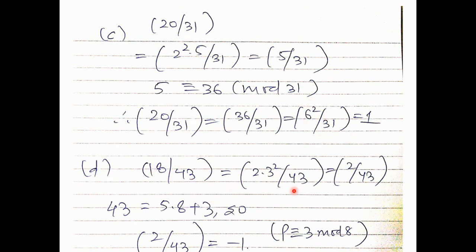18 upon 43. So 18 is 2 into 3 square. So again 3 square upon 43 will be 1. So this is 2 upon 43. And again 43 is congruent to 3 modulo 8. This is 5 into 8 plus 3. So this is congruent to 3 modulo 8. And therefore this 2 upon 43 is minus 1. And hence 18 upon 43 is minus 1.